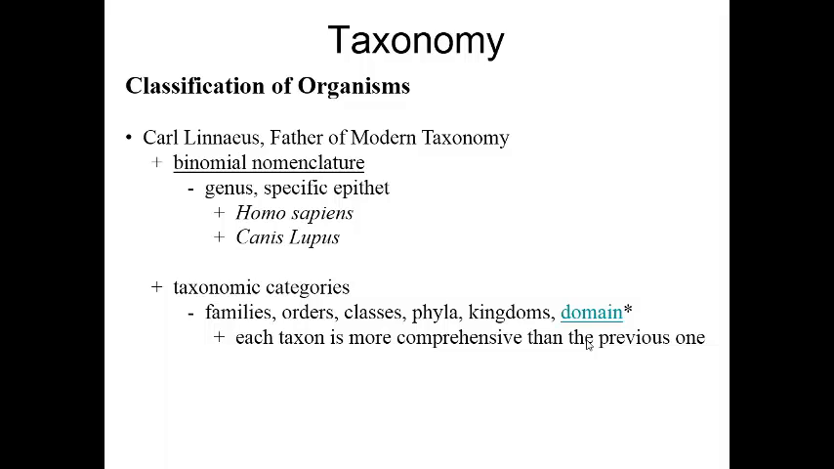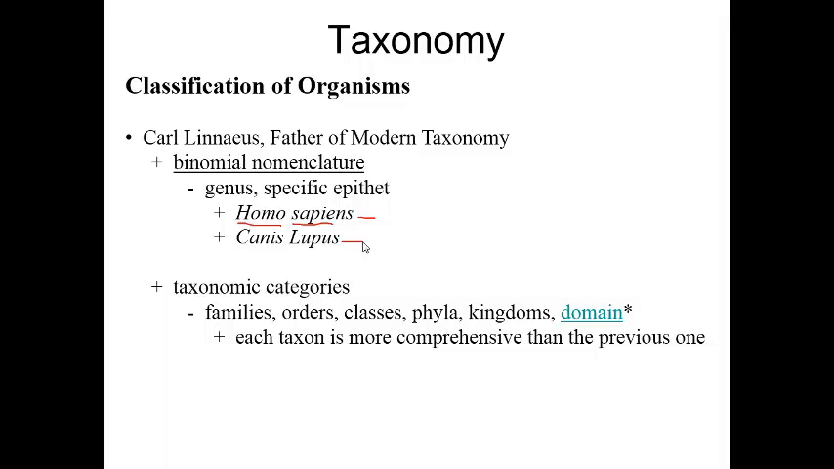This two-word naming system is composed of the genus, which is the first word, and the species, which is the second word. So here we see the scientific name of us, of human beings, Homo sapiens. Here we see the scientific name of the wolf, Canis lupus, belongs to the genus Canis and the species lupus.